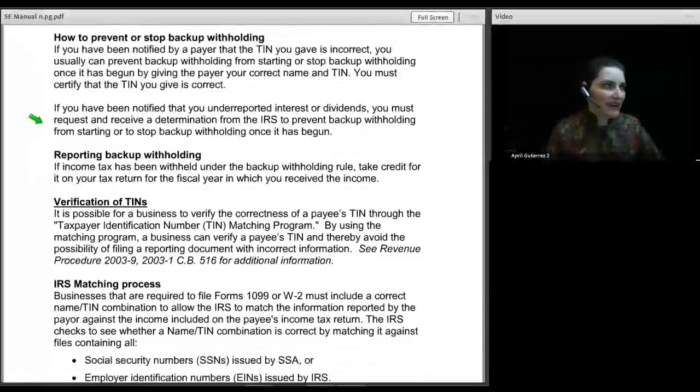We actually had a client that happened to. IRS started doing backup withholding, or she had a bank account or a brokerage account of some kind, and she was not reporting correctly.